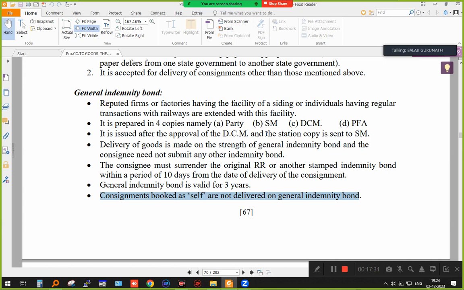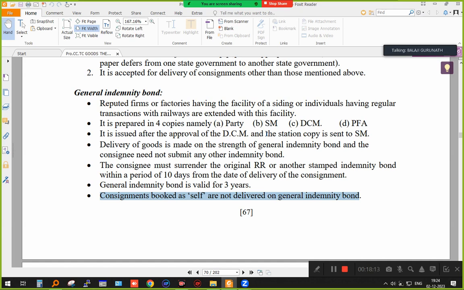We know very well that an RR can be booked in the name of the consignor, Balaji to Balaji. Even if it is booked as Balaji consignor to Balaji consignee, it is not a self RR. In railway terminology, in the column consignee, if there is the English word SELF, then that is called a self RR. Now, this self RR is used because it is usually transferable to another person easily. You can even take a bank loan on it if it is consigned to self.